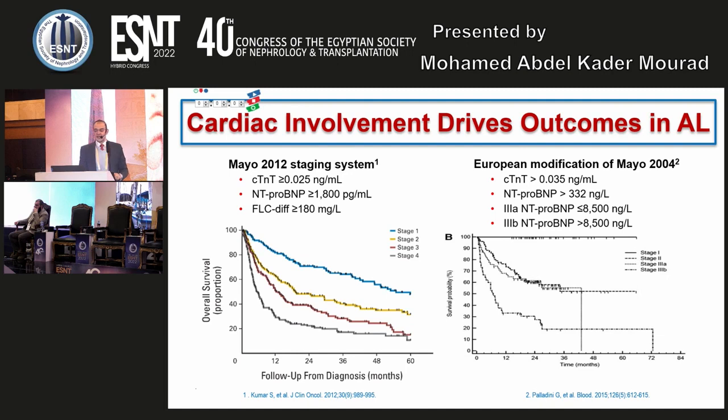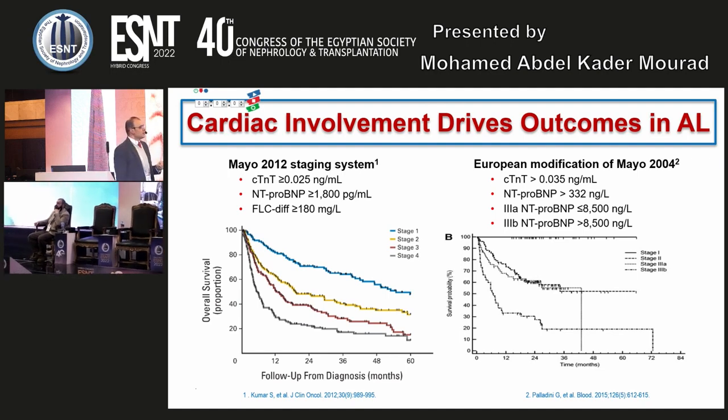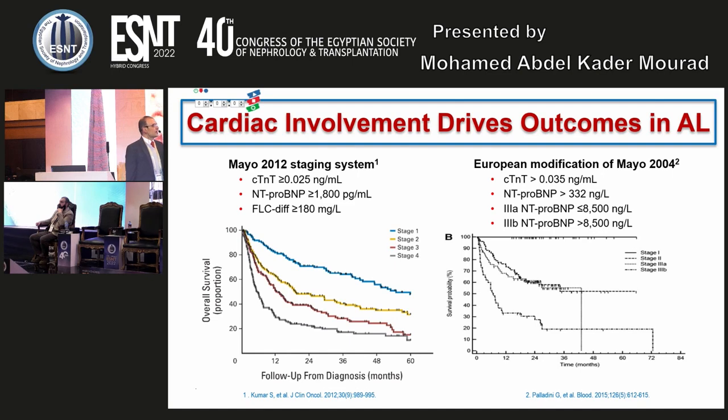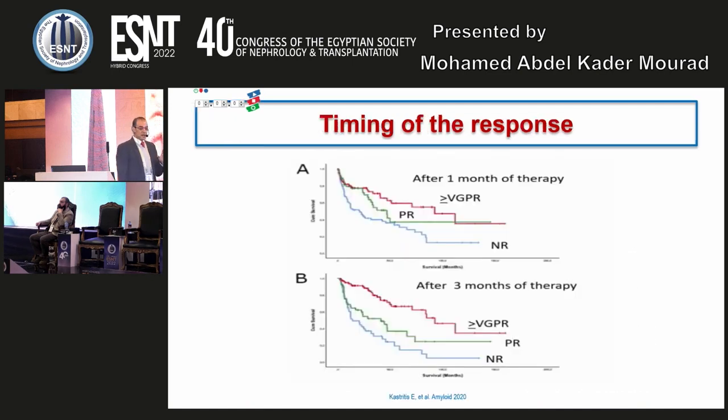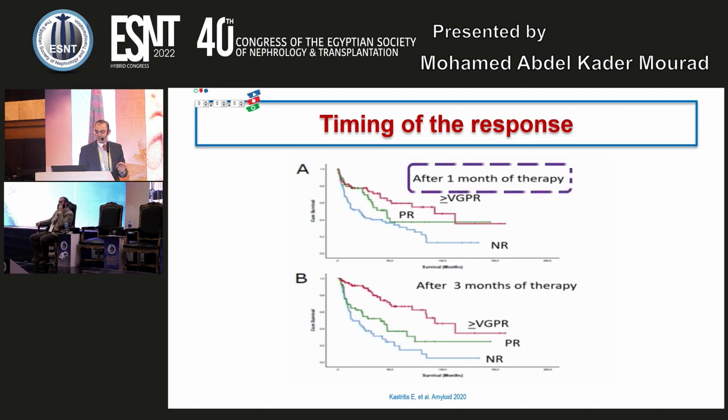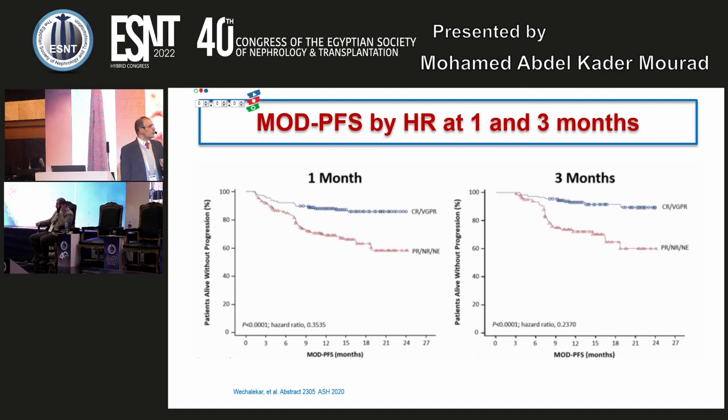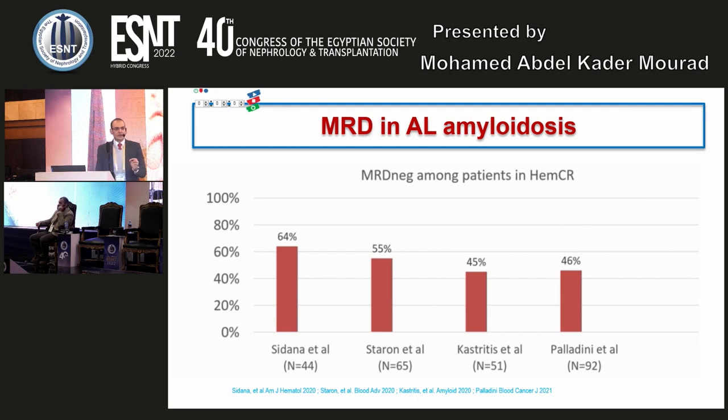Not only the hematological but the cardiac involvement per se matters, as we see here that survival is dismal in patients with stage 3B in the Mayo Clinic staging system or stage 4 with the European modification. The timing of response is very important, as the cumulative survival in those patients achieving very good partial response at 1 month is much better than after 3 months. So timing is important. The second thing is major organ deterioration. When attaining hematological response by 1 month, it is better regarding the organ response than after 3 months.